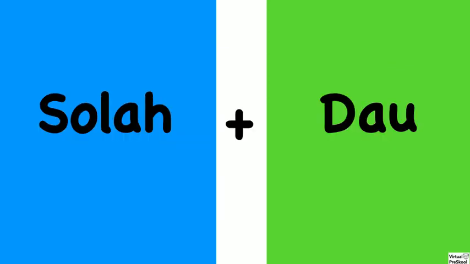All right, last one. What is Sola plus do? What is Sola? Sola is 16, right? 1, 2, 3, 4, 5, 6, 7, 8, 9, 10, 11, 12, 13, 14, 15, 16. Sola is 16. And what is do? 1, 2. Do is 2. So what is 16 plus 2?